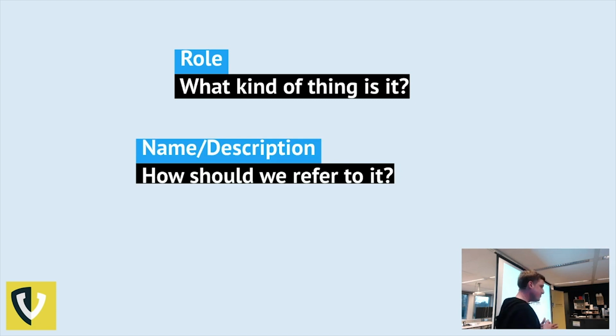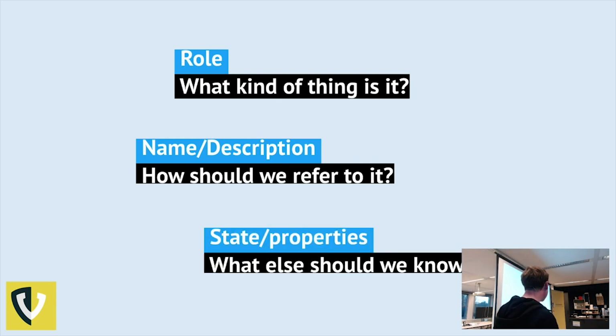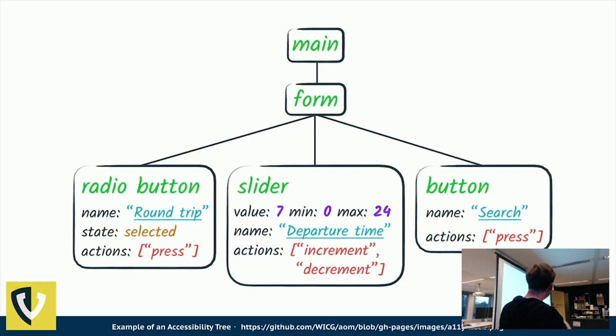Then there's names. They are things like if you have a link that says click here, that's the name of that link. So everything in that accessibility tree has a name, or it should have one. We'll get into that in a bit. And states and properties, so other things that we need to know about the component. This is an example of an accessibility tree that has a couple of things in it. It's a form. It has a radio button and a slider and another button. And all of these things have names, and they have some actions as well. The slider, for example, has a minimum and a maximum. It also has a current value. So these are all things that get stored in the accessibility tree.